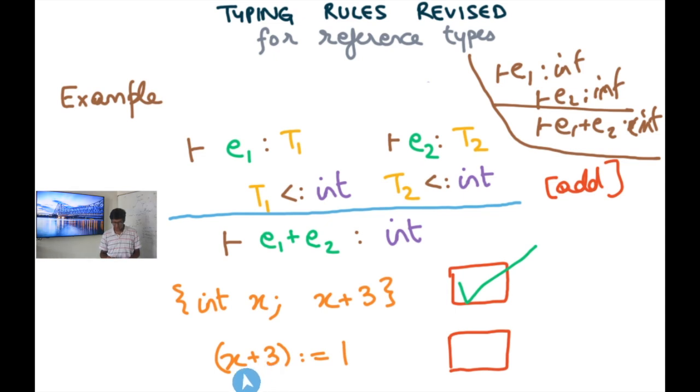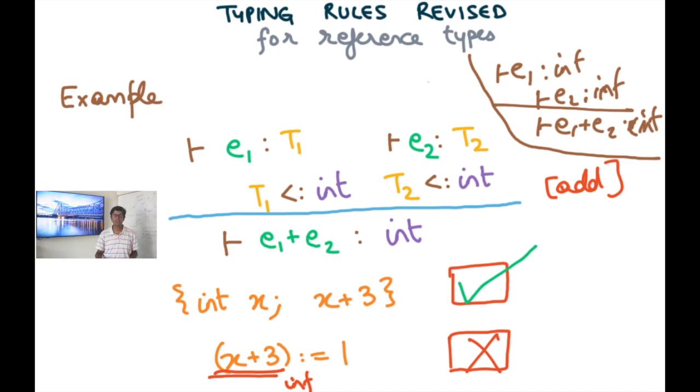Now let's take another example. Let's say x plus 3 colon equals 1. Now this is not well typed because x plus 3 is of type int by our typing rule, because when you use the addition operator you get an int type. But what you require in the LHS of an assignment operator, recall from the last module, is an int reference type, and so this is not a type correct expression based on our rules.